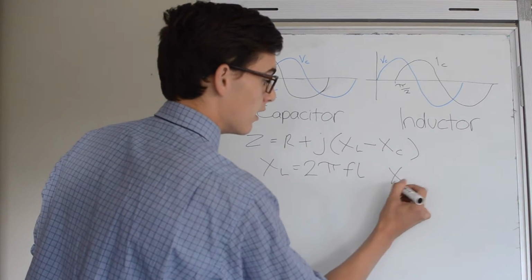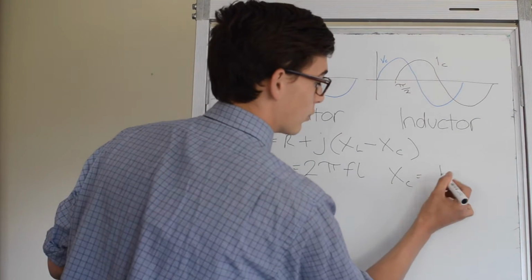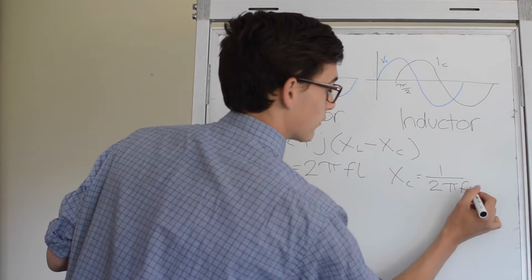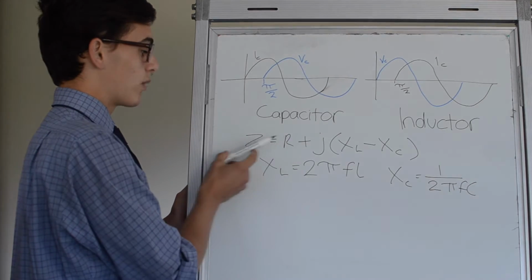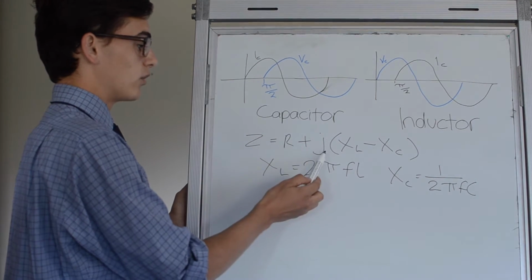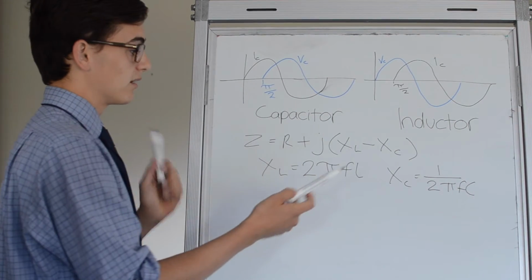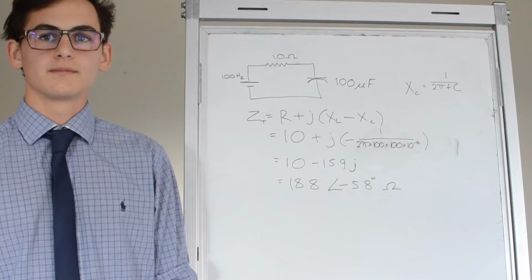XC is the reactance of the capacitor and is calculated using 1 on 2 pi F C. Using these, we can sub them into this equation, and the J value is an imaginary number. This is a complex number and therefore allows you to find the phase change in the value.